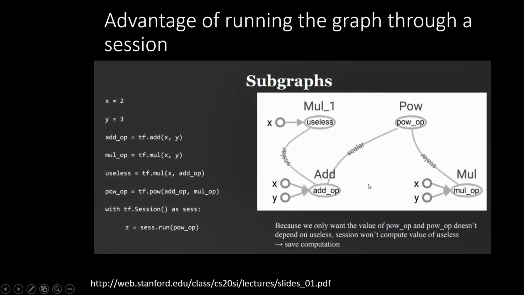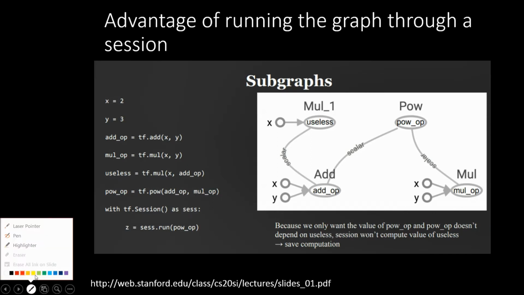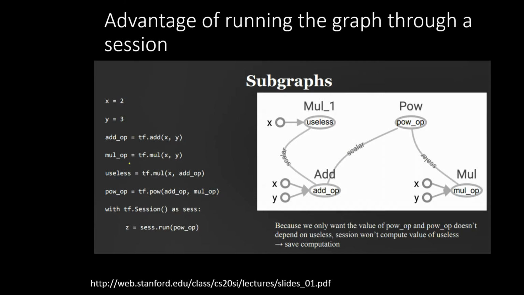So this was our first program. So what is the advantage of running the graph through a session? These are a few slides taken from the Stanford class, and you can go and have a look at it. It's really good and self-explanatory, but I'm just giving you an overview since I'm making a series. Okay, so the advantage of running the subgraph through a session is that when we are running it, we will run only that specific part, and will not execute the whole graph. So let's see with this example.